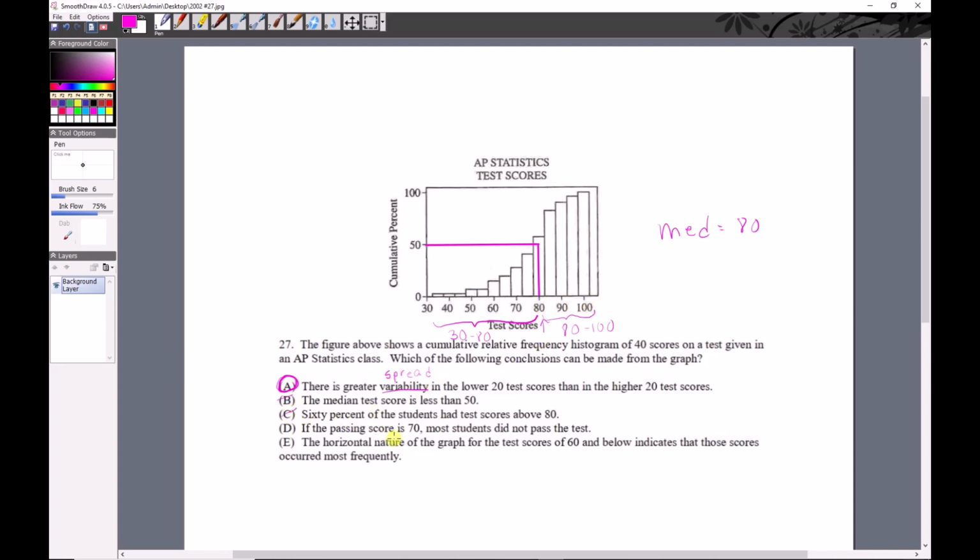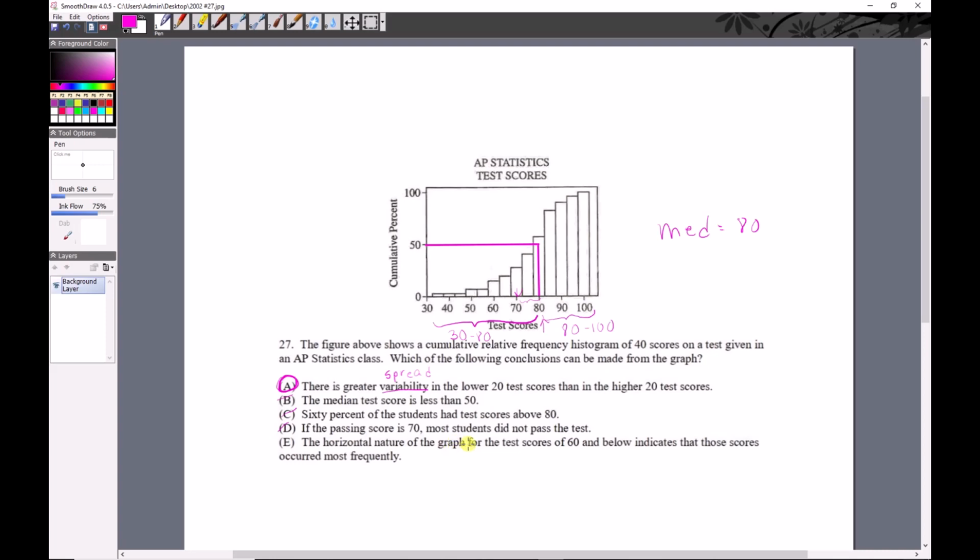So that's out. If the passing score is 70, that'd be right here, then most students did not pass the test. Well, 50% of them did, and then you're adding on this little piece right here. So that's actually a majority of them. So that's out. And then this last one, I really can't explain it because it doesn't make any sense.